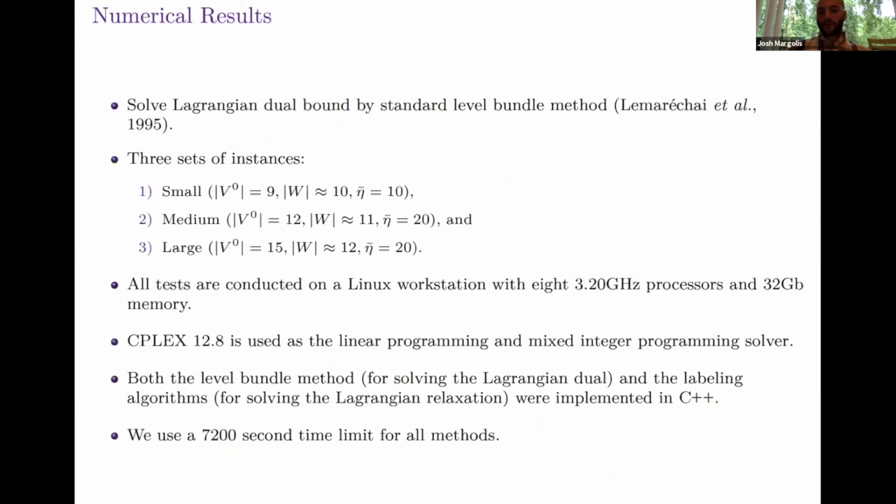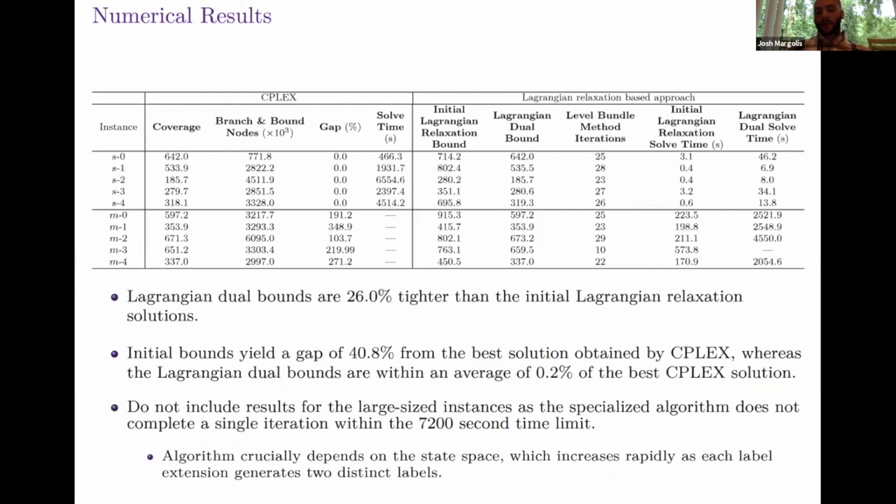Quickly going over the solutions, we came up with some stuff with Solomon instances to generate a data set. We implemented a 7,200 second time limit for all methods, and we use Cplex. And we see that the Lagrangian dual bounds are 26% tighter than the initial relaxation bounds. And the dual bounds are actually 0.2% away from Cplex's best solution. And a lot of what Cplex does, they can't finish in the time limit itself. We don't include any large instances because the state space really does blow up in those scenarios.